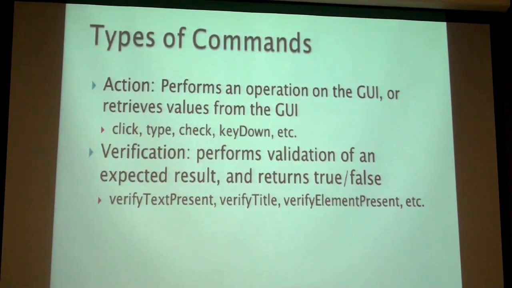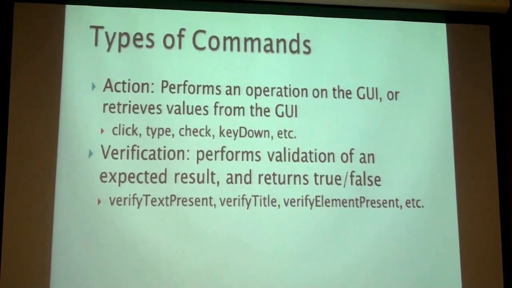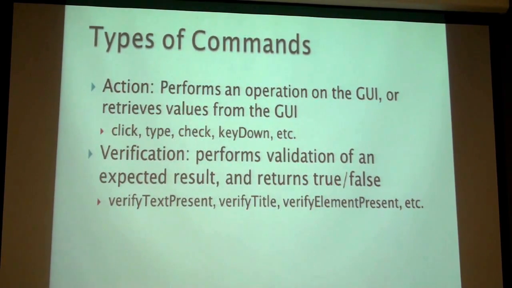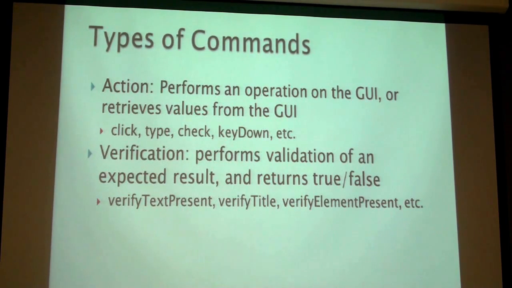So when we automate, whenever we say verify, we're essentially cementing the acceptance criteria, the expected result. We're saying, I expect this word to always be in this location. And if it's not, fail.